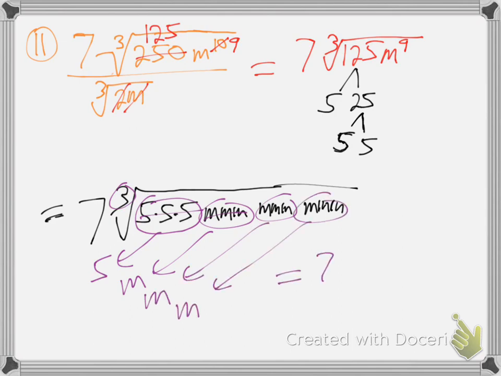So what do we got? 7 times 5 times m on the outside. Nothing left in the root. The root vanishes. Nothing left. So that's 35 m to the third power.